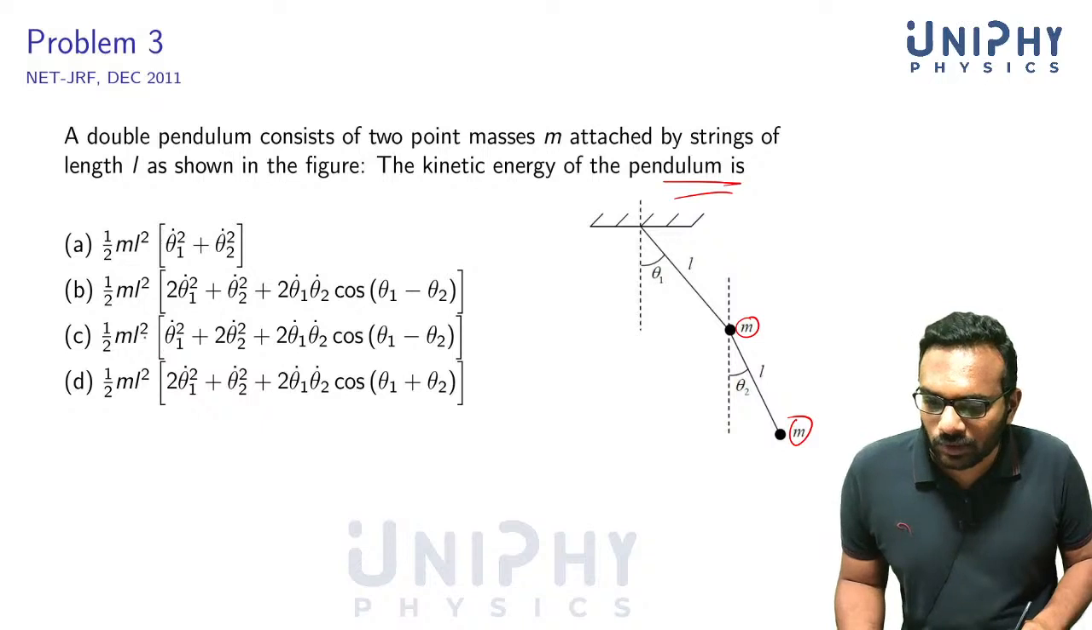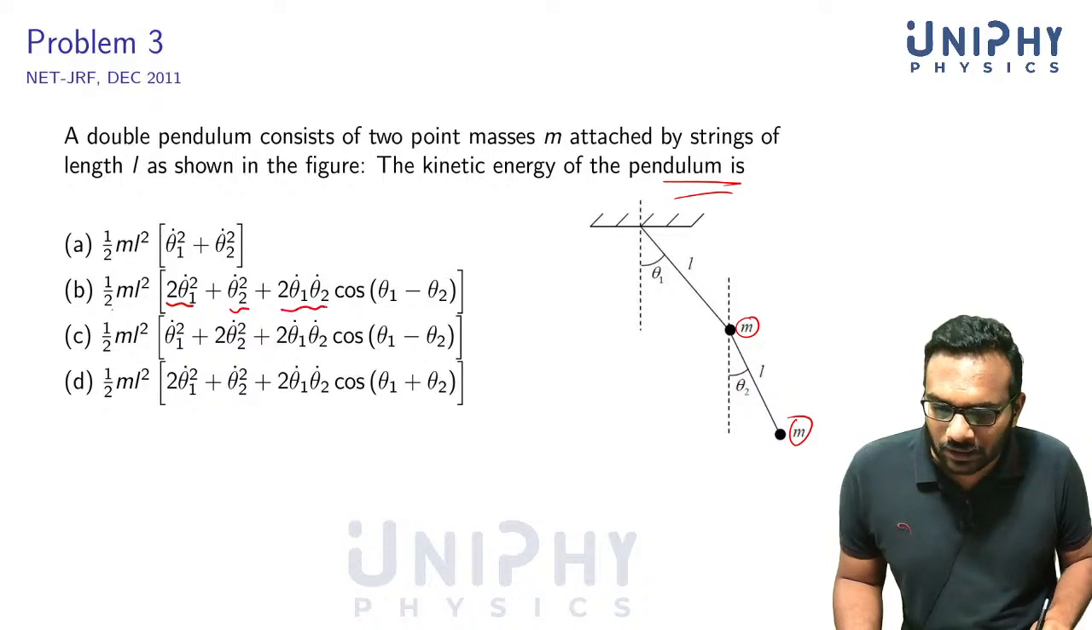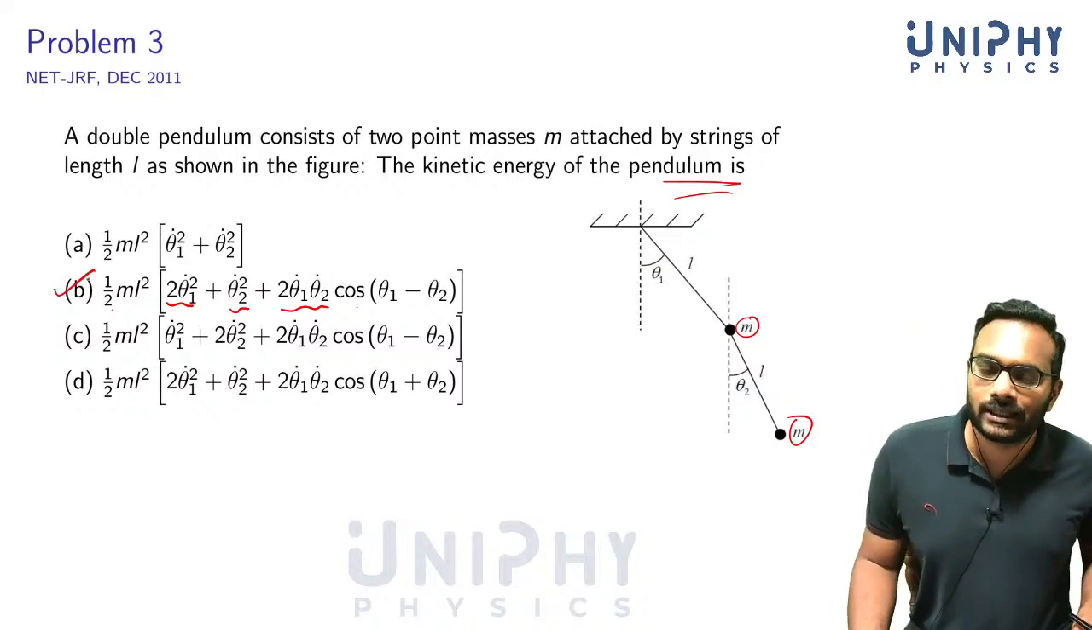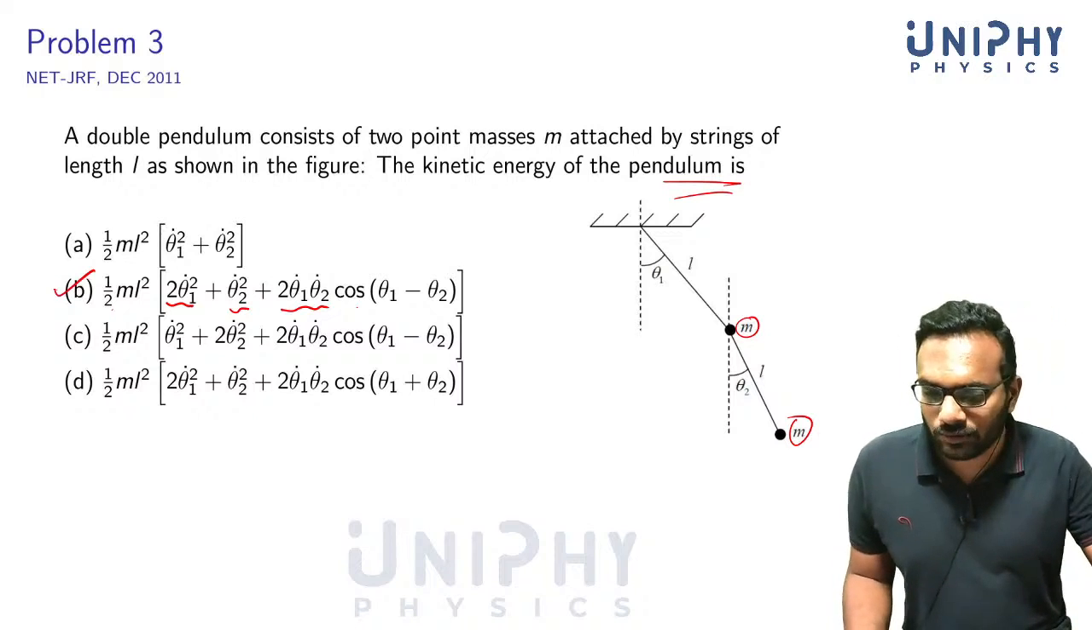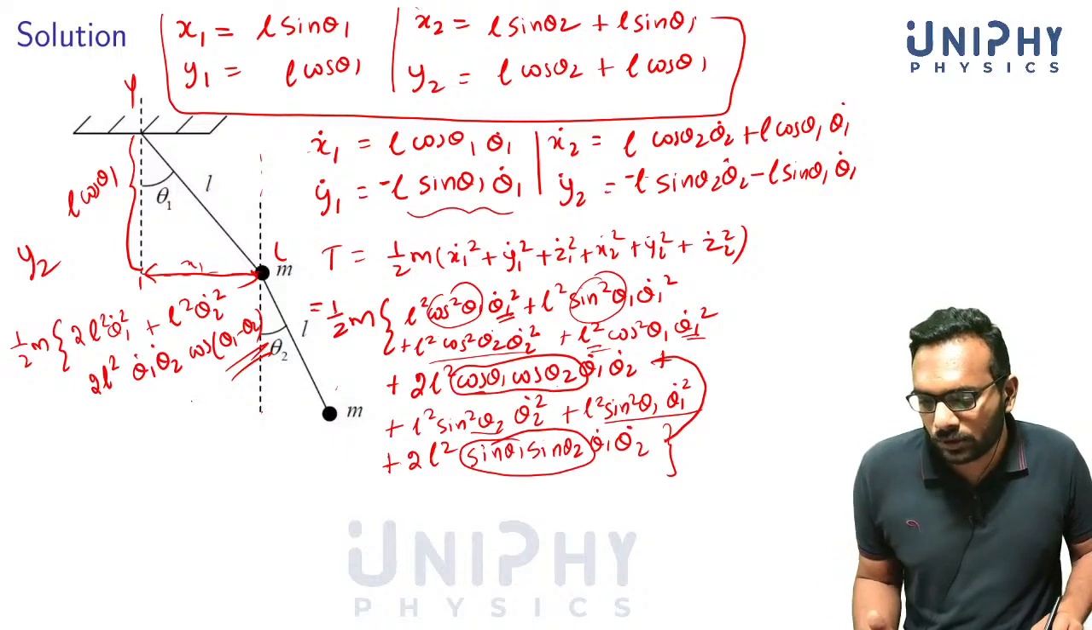This L square is pulled out here. Okay. So it's half m L square [theta 1 dot square plus theta 2 dot square plus 2 theta 1 dot theta 2 dot cos(theta 1 minus theta 2)]. So option B is the correct answer. Okay. That's what we obtained. So this is not very difficult, once you know what to do.